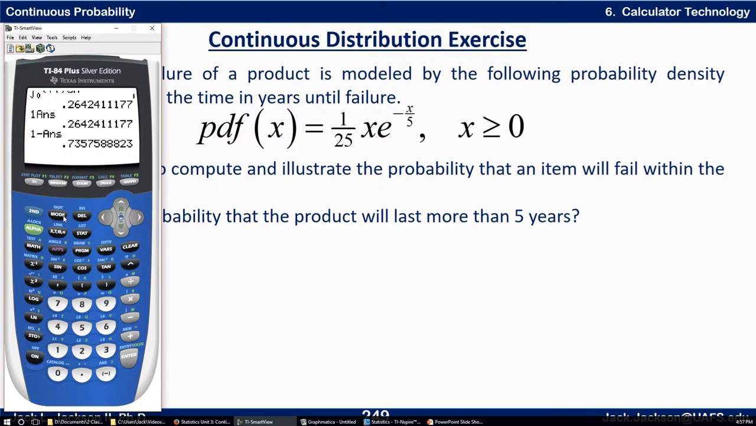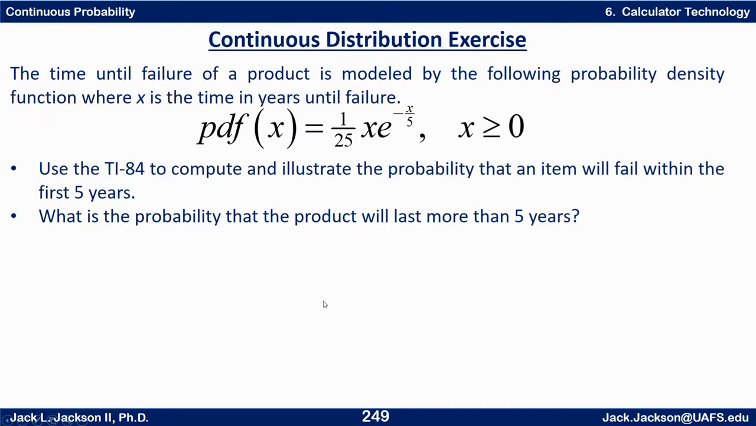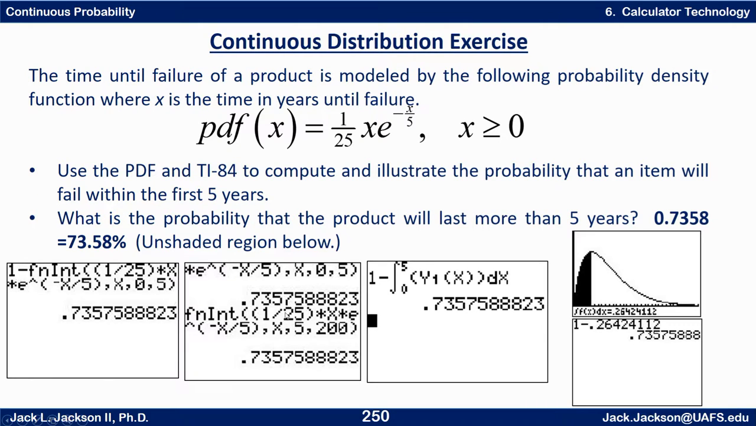Of course, since I have this in as y2, I could have also done it this way. I could have said, well, that's just y2 of 5 for the first one, for the 0.26 something, and then 1 minus that for the other one. Okay? And I can do a similar thing on the Inspire.